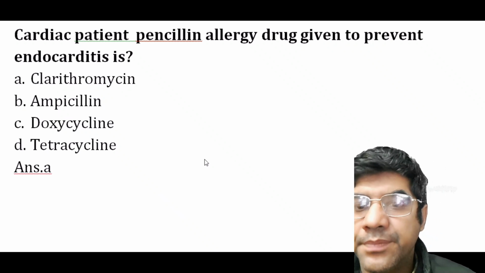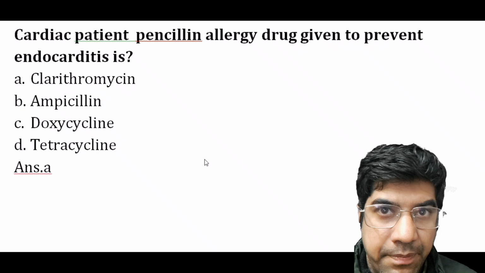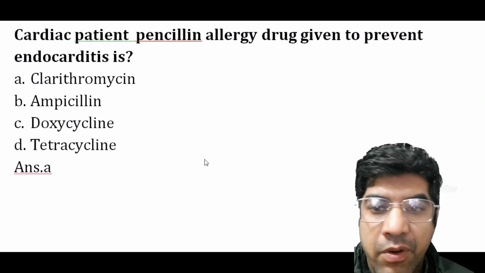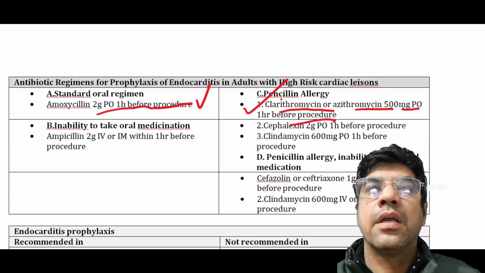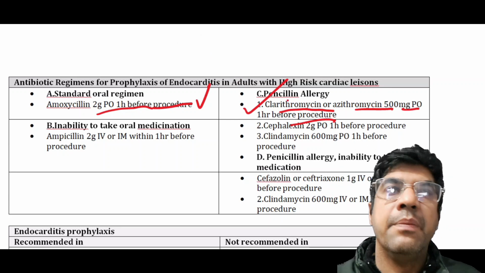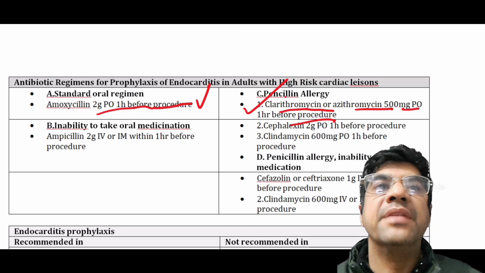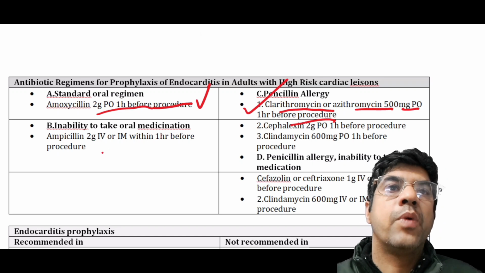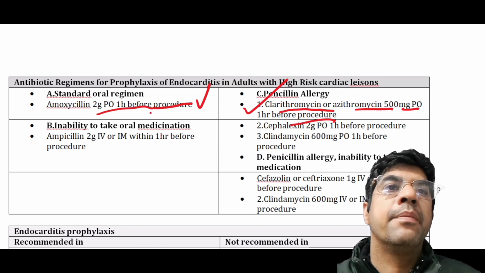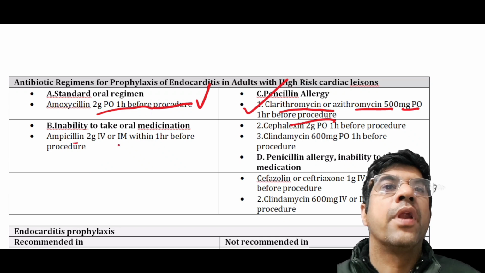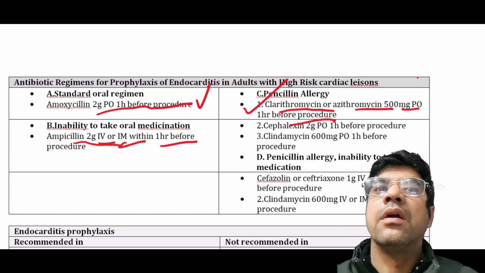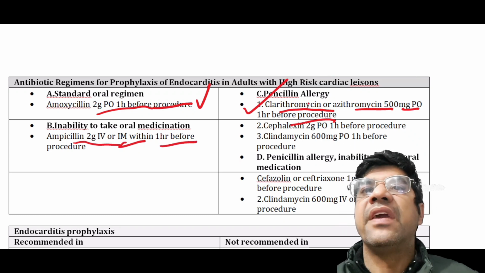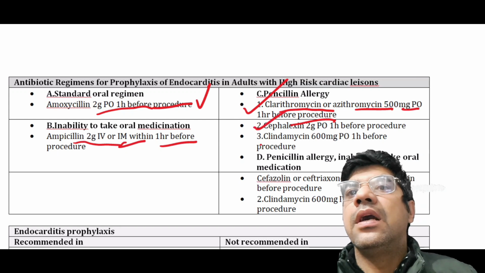Coming to the next question: the cardiac patient, penicillin drug given to prevent endocarditis. Clarithromycin or azithromycin should be given in patients who are allergic to penicillin. Those patients who are unable to take oral medicaments, we can give ampicillin, either IV or IM within 1 hour before the procedure. And patients who are allergic to that can be given cephalexin, clindamycin, etc.